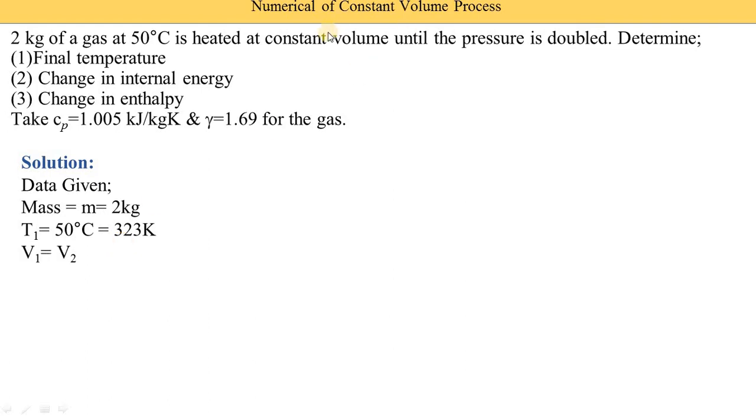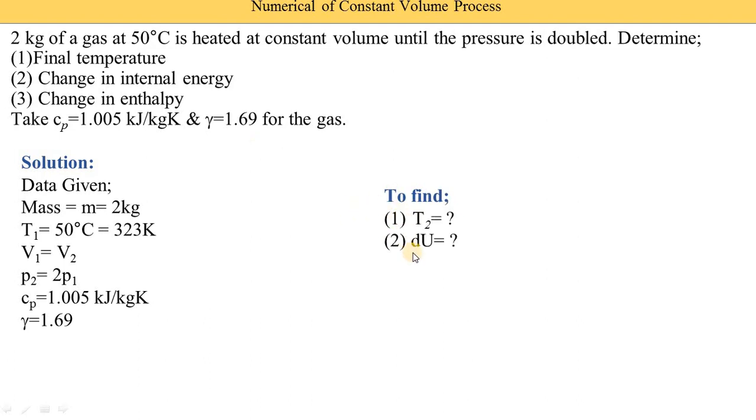The volume remains constant because it is mentioned that the process is at constant volume, means V1 is equal to V2. The final pressure is double the initial pressure, means P2 is equal to 2 into P1. Cp is 1.005 kilojoule per kg Kelvin, gamma is 1.69, and we need to find, first T2, second the change in internal energy dU, and third the change in enthalpy dH.